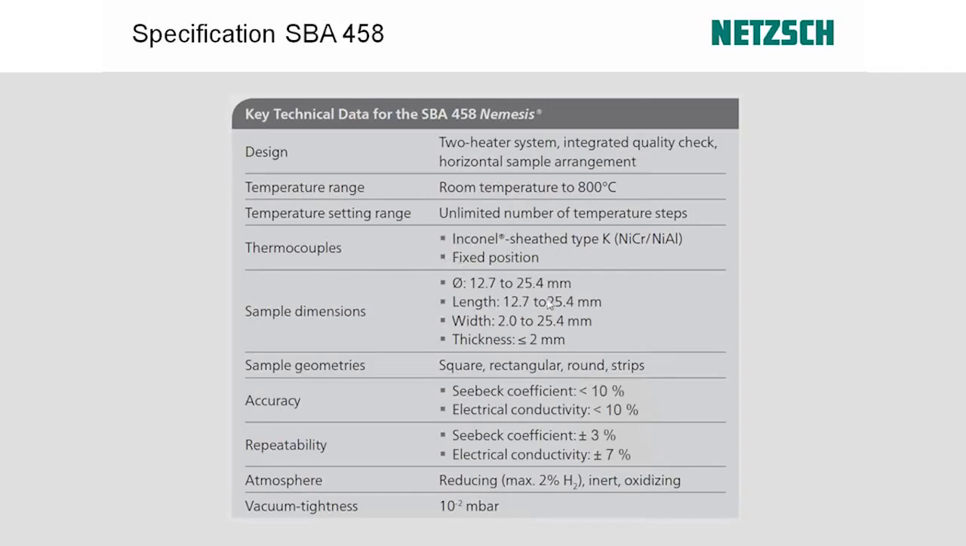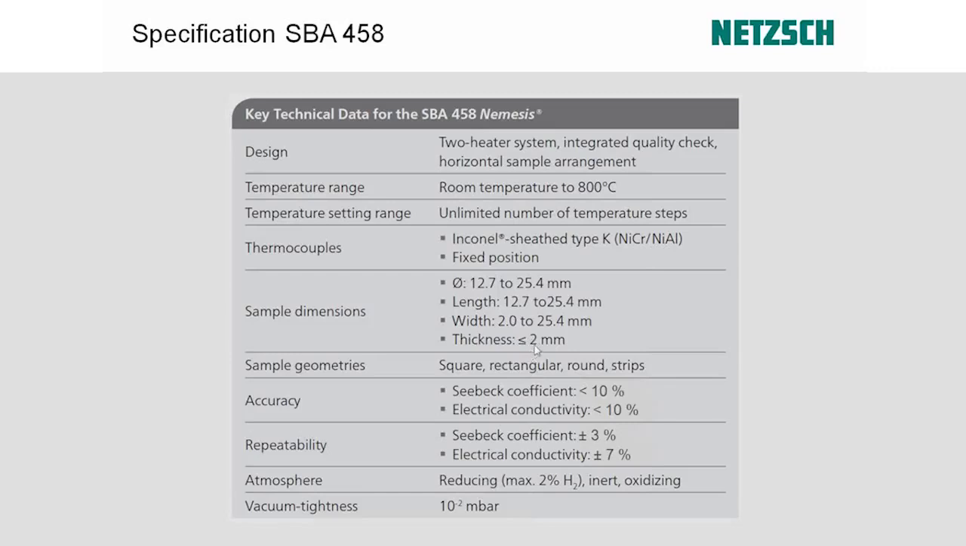The thermocouples are Inconel sheathed type K, again fixed position. Sample dimensions, I mentioned this earlier. The minimum diameter or length is 12.7 millimeters, and the maximum is 25.4. Width between 2 millimeters and 25.4 millimeters. And thickness should be 2 millimeters or less. And if you have a coating or a film on a substrate, this thickness is the total thickness.